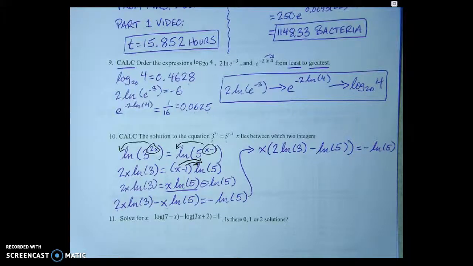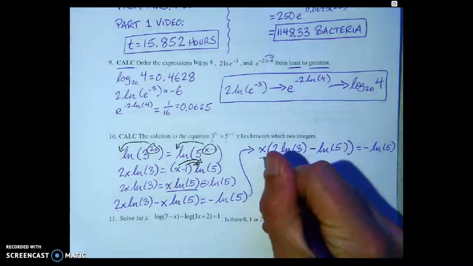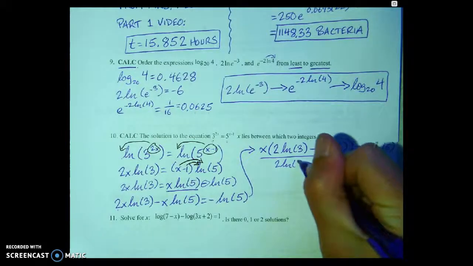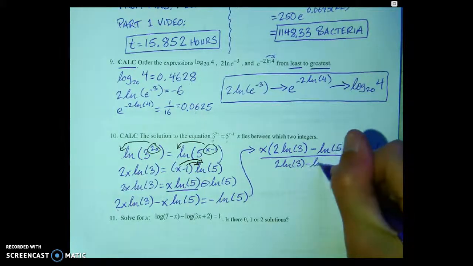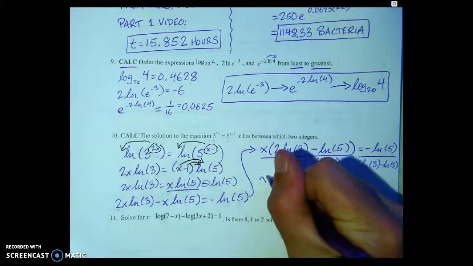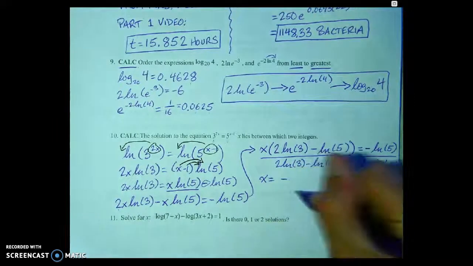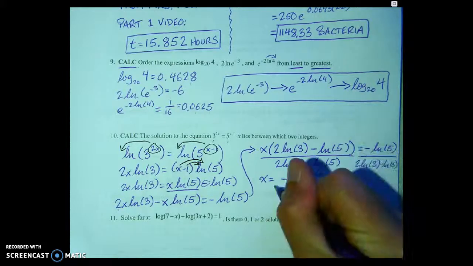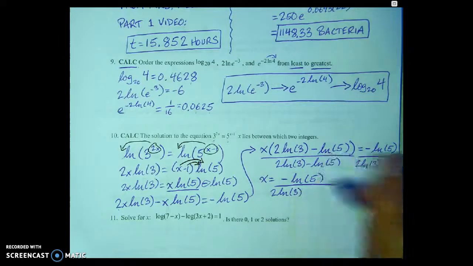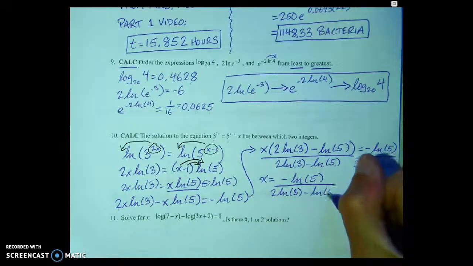Next, we're really close. We almost have x by itself, but now I need to divide both sides by that big natural log term, 2 natural log 3 minus natural log 5. I'm going to do that over here as well. Kind of running out of room there. But in the end, we end up with x is equal to negative natural log 5 in the numerator divided by 2 natural log 3 minus natural log 5.